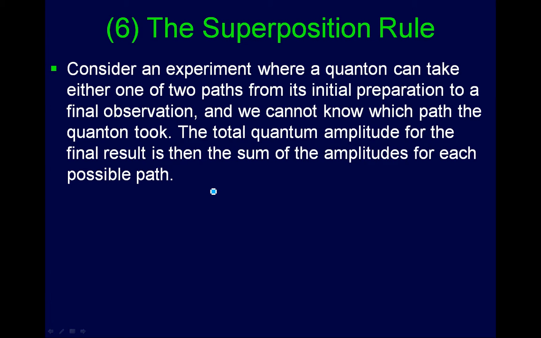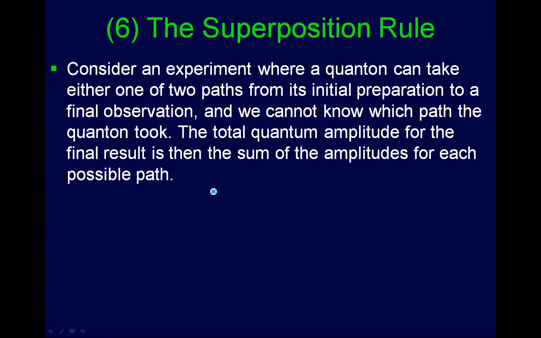And the last rule we'll talk about today is the superposition rule. Consider an experiment where a quanton can take either one or two paths from its initial preparation to some final observation. And we can't know which path the quanton took. We've done a lot of examples of this, and now we're going to look at this mathematically. The total quantum amplitude for the final result is then the sum of the amplitudes for each possible path.